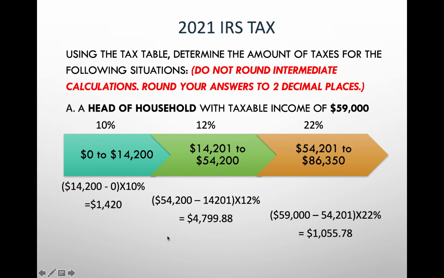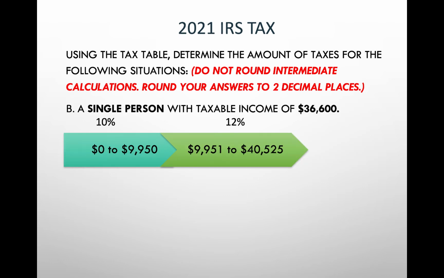Now what we see here in these three numbers, these represent the tax amounts I owe from each bracket. So what I need to do next is add these three numbers up to get the total tax amount owed based on my taxable income of $59,000. So adding up my three numbers, I get $7,275.66. Let's look at the next example.